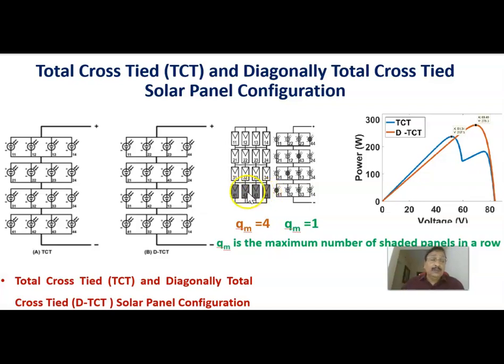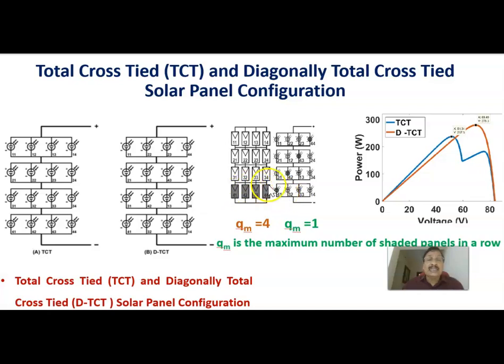Now, this is a TCT connection. If you do the same in a diagonally total cross-tied connection like this one, 1 1, 1 2, 1 3, 1 4, all these things are changed. If you do that type of connection, you can see this row will be shifted in this fashion, and that will be shifted here like this. These are in each row. This one is partially shaded. This is the partially shaded third one. This is the second one partially shaded. This one is partially shaded.